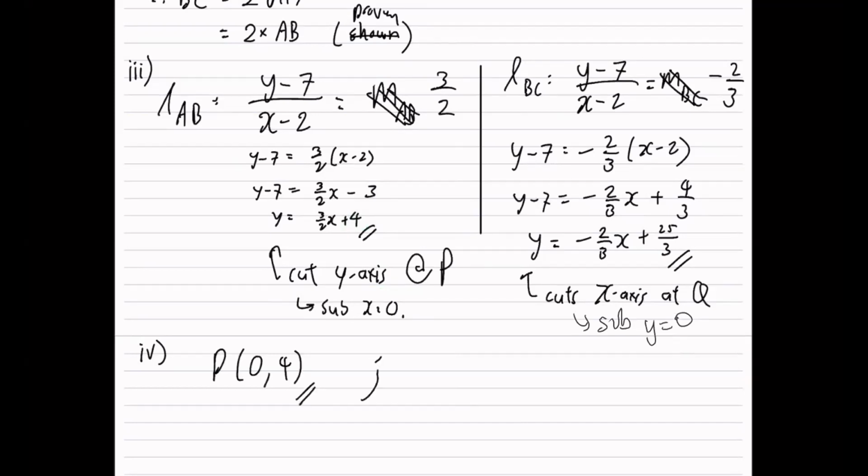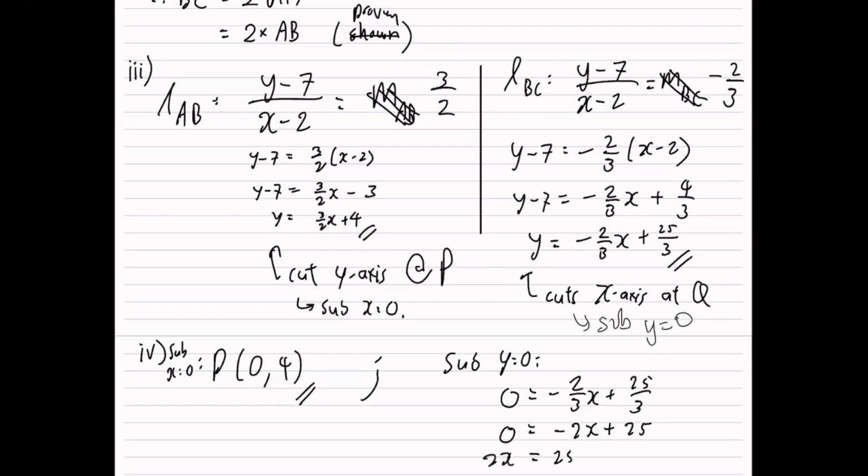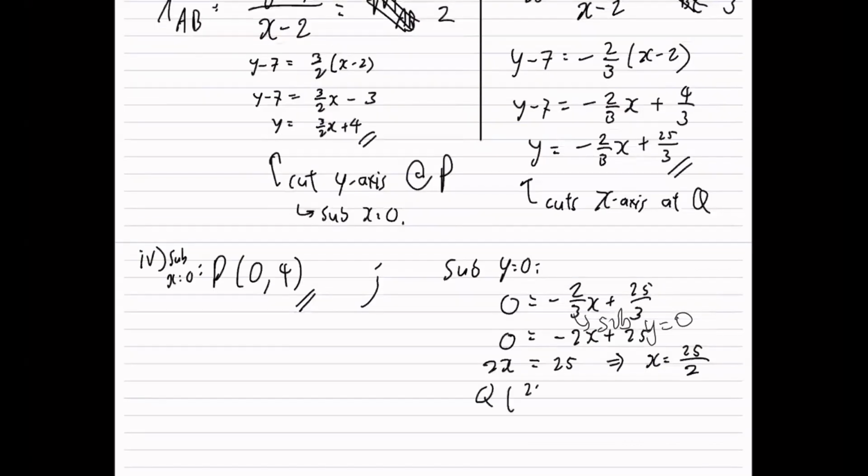Then the other guy is sub y equal to 0. Maybe I write down a short instruction, sub x equal to 0. The other guy is sub y equal to 0 because it's the x-intercept. So you get 0 equals -2/3 x plus 25/3. Times 3 on both sides, you get 0 equals -2x plus 25. So 2x equals 25, implying x equals 25 divided by 2. So the point Q is (25/2, 0). Okay, good. That is your points P and Q.